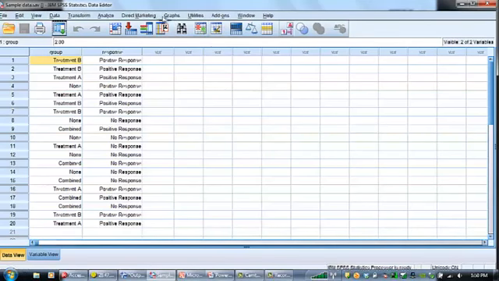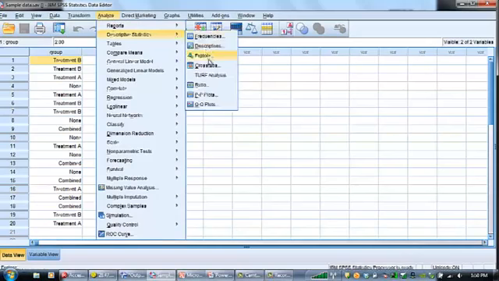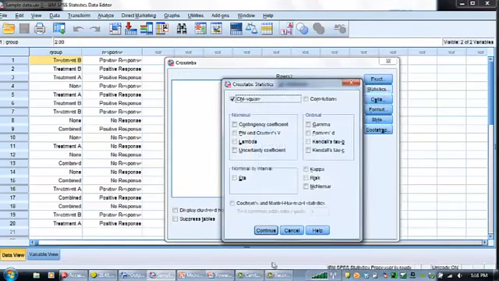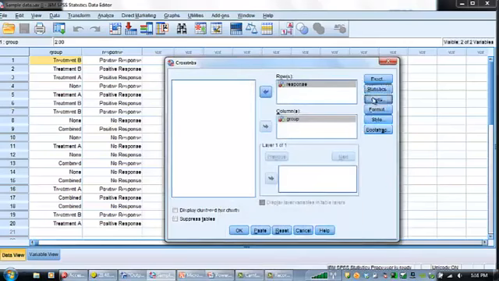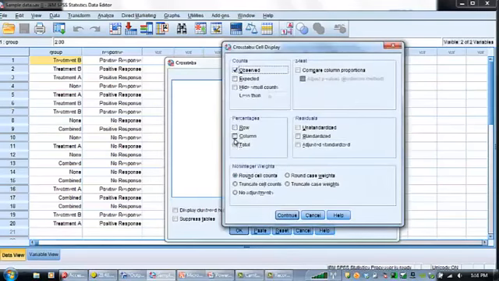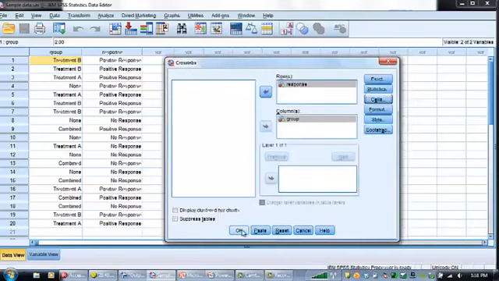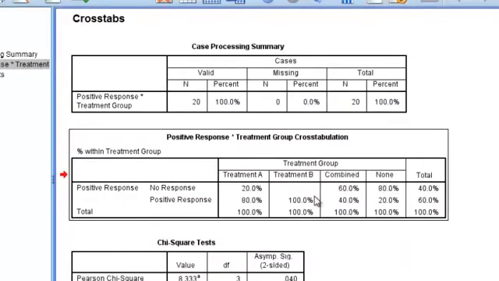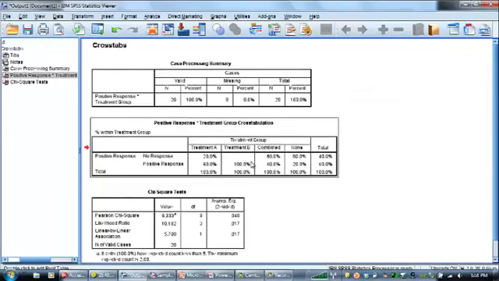in IBM SPSS Statistics. We'll go to crosstabs, populate columns by the group, and the response by the rows. I'll use chi-square statistics and populate the cells of the table with column proportions. Select Continue and then I go to OK. And the results here show that all 5 patients from group B responded positively to their treatment, whereas the results for the other treatment groups are mixed.